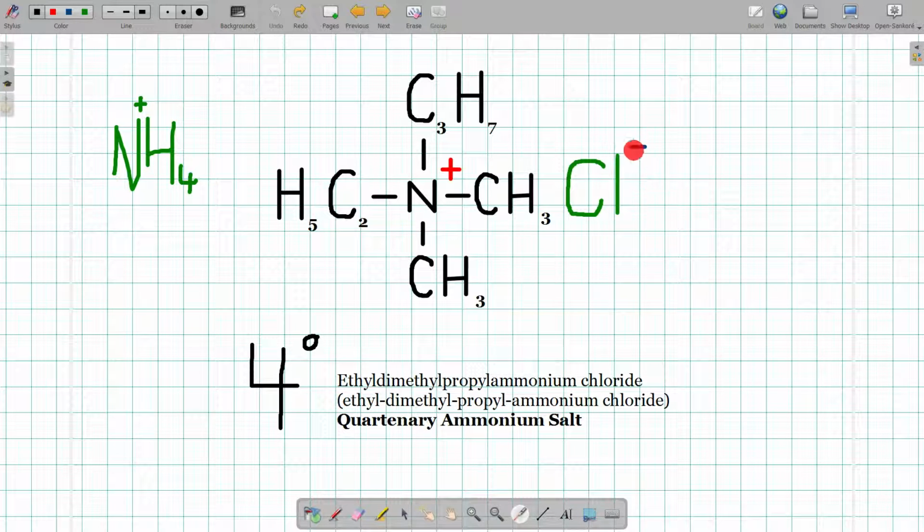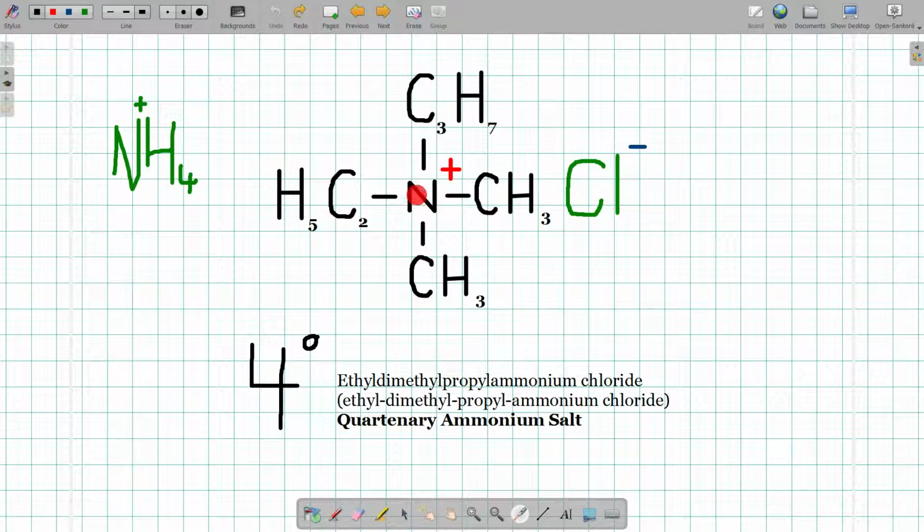And I've just included a chlorine here, a chloride ion, just to show that it forms ionic bonding with a chloride. It could be a bromide, an iodide, or whatever, to form a salt. If you're going to name this, it's the same process as before, so alphabetical order with the R groups: ethyl, dimethyl, because there's two methyl groups, there's an ethyl group, propyl is here, so ethyl, dimethyl, propylammonium, no, that's wrong, ethyl dimethyl propylammonium chloride. Instead of the amine, it's been replaced with ammonium because it's no longer an amine.